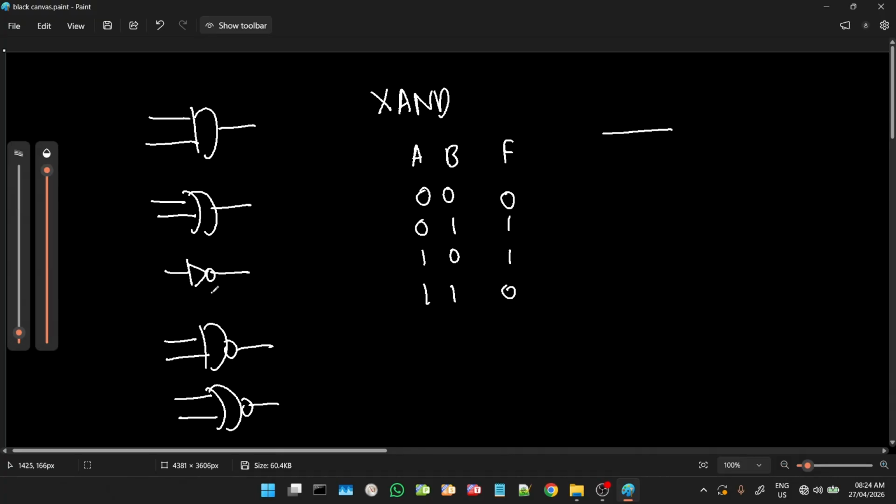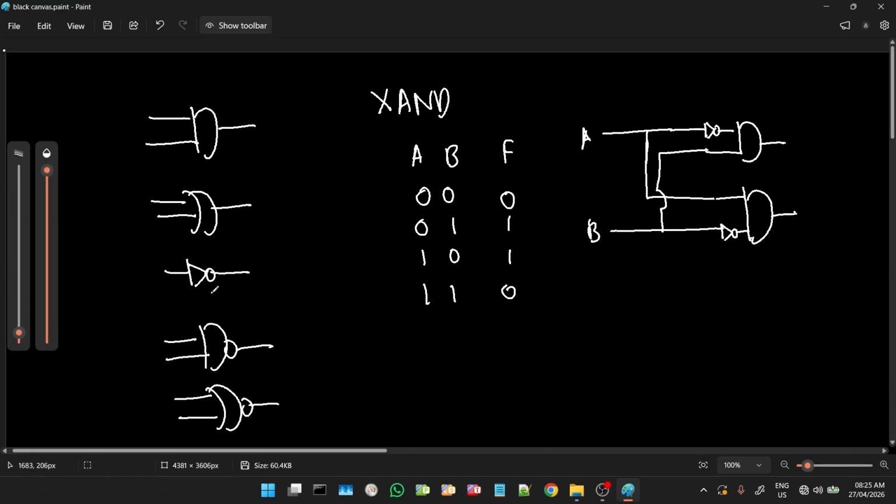Well, how do you draw this? Here's how. You're going to have one like this, and you're going to have one like this. Let's say this is A, and this is B. This is an AND gate, this is also an AND gate, and this is an OR gate.